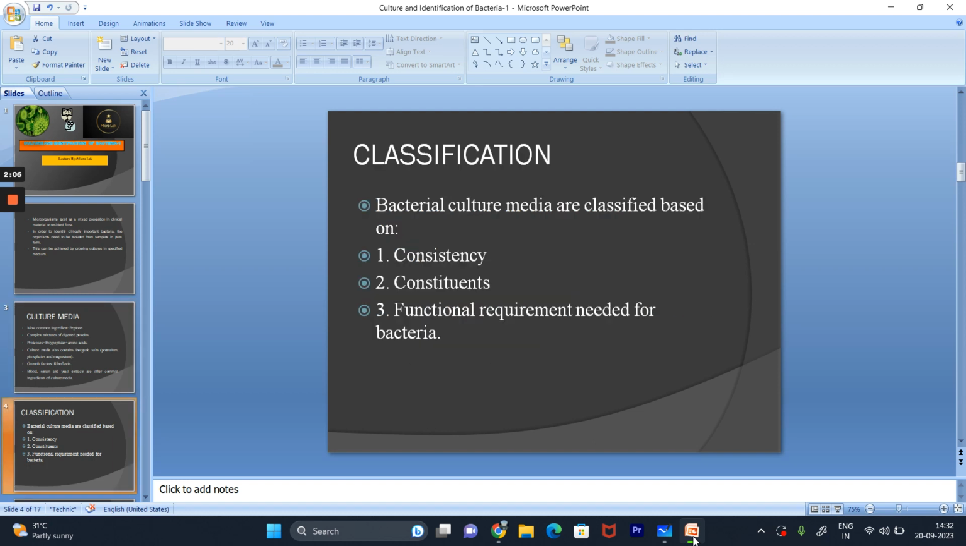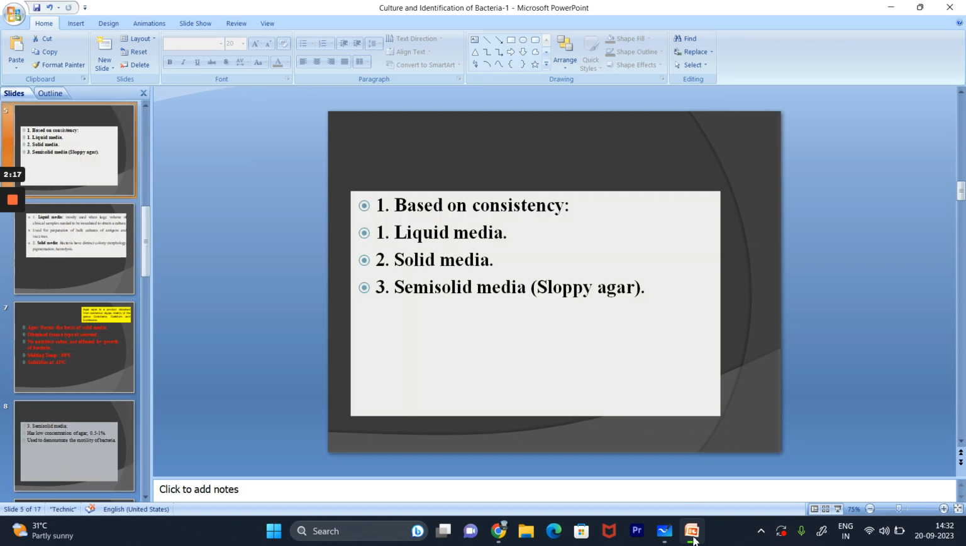Now, the classification. Bacterial culture media are classified on the basis of their consistency, constituents, and their functional requirements. Based on the consistency, we have three types of media: liquid media, solid media and semi-solid media, which is also known as sloppy agar and is most widely used in microbiological analysis.